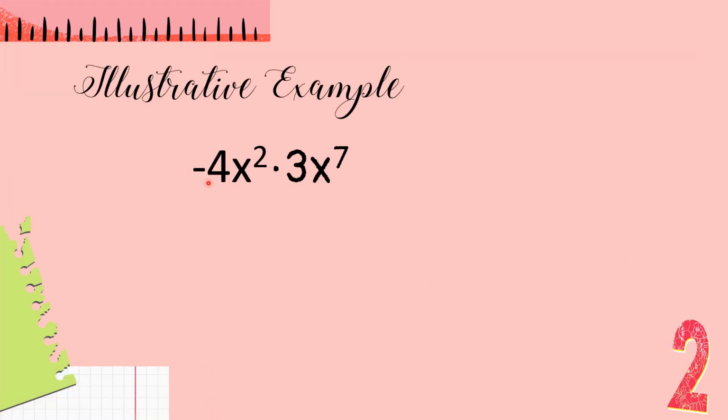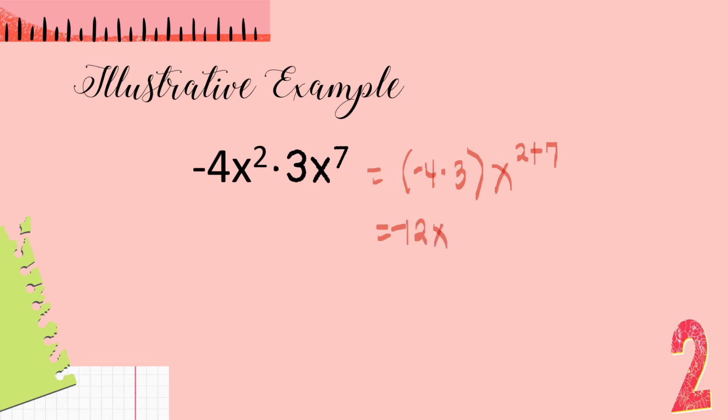Next, negative 4x squared times 3x raised to 7. So the base here is x. So what we need to do is we multiply negative 4 and 3. So negative 4 times 3, and then we copy the base, which is x, and then we add the exponents. So we get negative 4 times positive 3 is negative 12. x raised to 2 plus 7 is 9. So negative 4x squared times 3x raised to 7 is equal to negative 12x raised to 9.